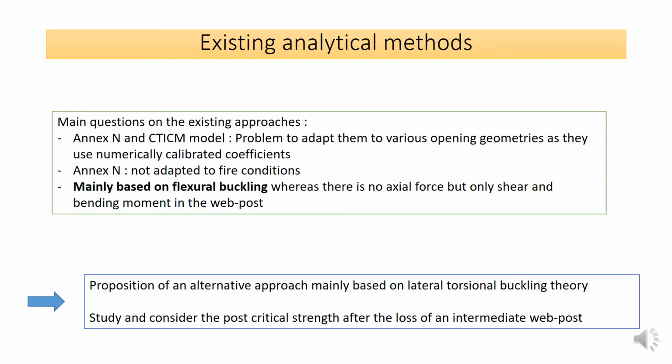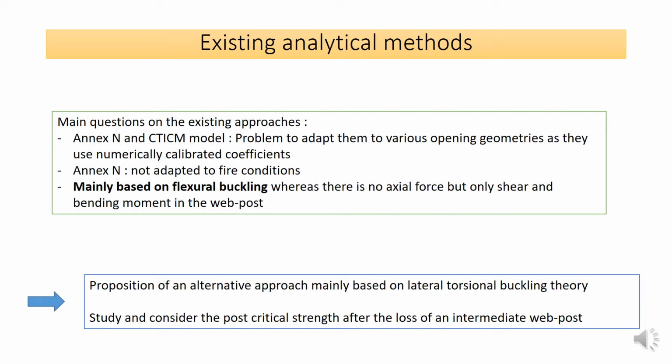So the main questions on these existing approaches are that the Annex N and CTICM models have the problem of being hard to adapt to various opening geometries, as they use numerically calibrated coefficients, especially the CTICM model, which is developed only for cellular beams. Annex N is also not adapted to fire conditions. And finally, the SCI and CTICM models are mainly based on flexural buckling, whereas there is no axial force, but only shear and bending moment in the web post.